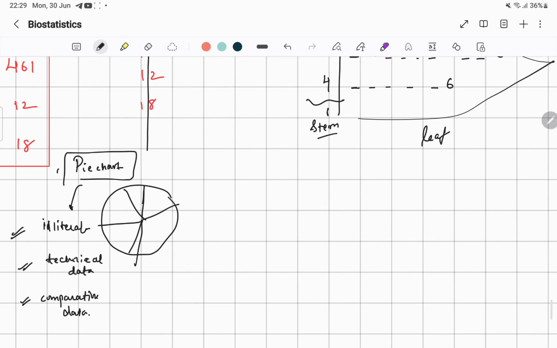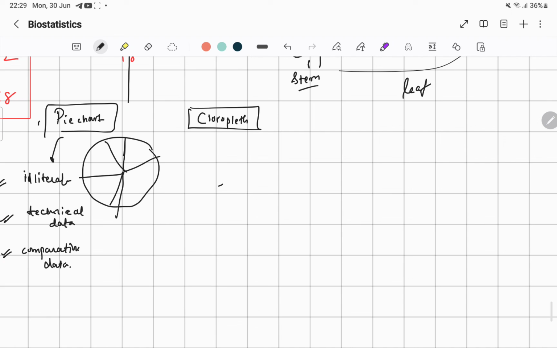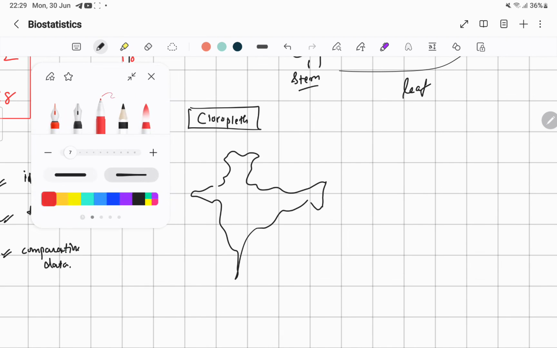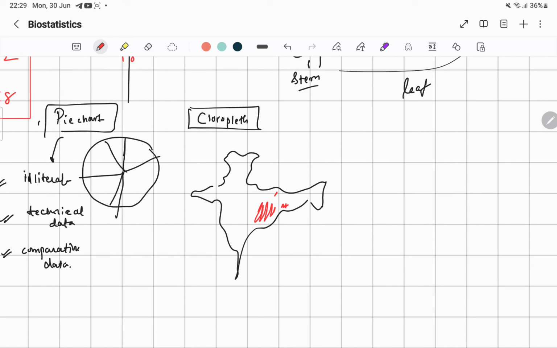Okay. Then we have chloropeth. Chloropeth is basically intensity of a variable. Like if you have seen the India map in which it was shaded, this brown, less brown, very less brown, more dark brown. So when you are representing any burden of disease in a map, this is called chloropeth. Like amount of rainfall on 30th June all over India, represented by a chloropeth map.